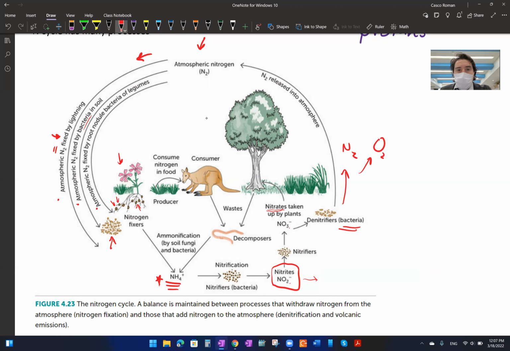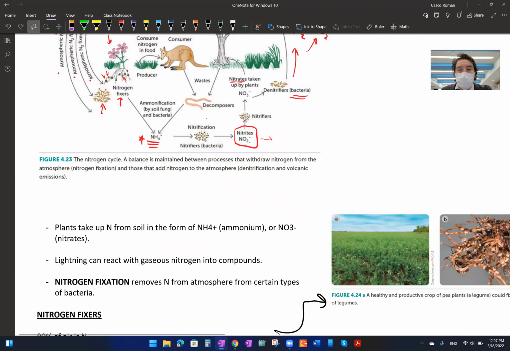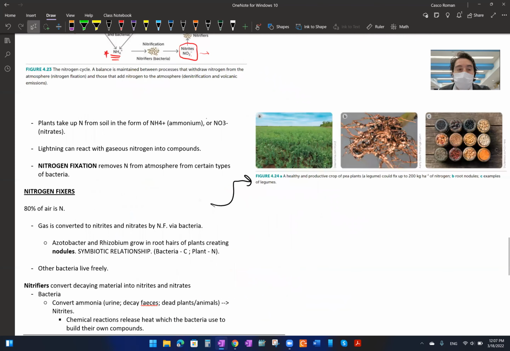So in essence, I gave you a brief overview of the entire nitrogen cycle and all the points that I'm going to talk about. This is essentially what you need to know. I'm going to talk a little bit more in detail regarding nitrogen fixers and bacteria here. Like I mentioned before, these are just notes that you guys can see from the link on the OneNote.